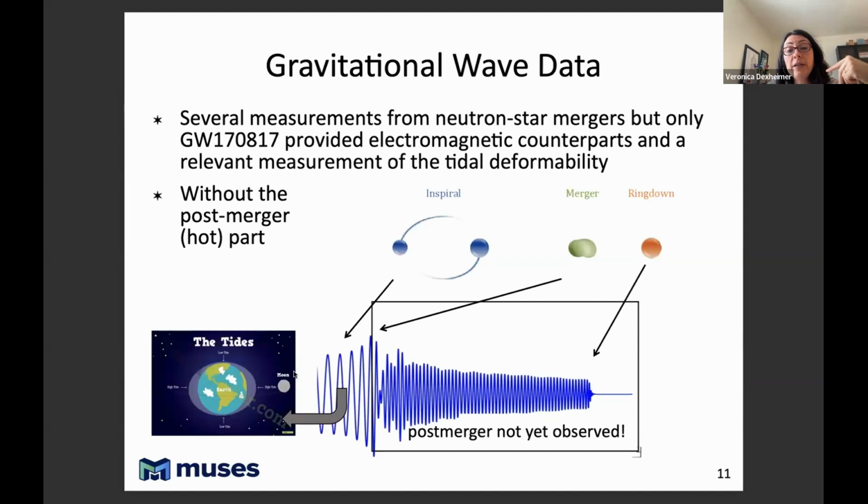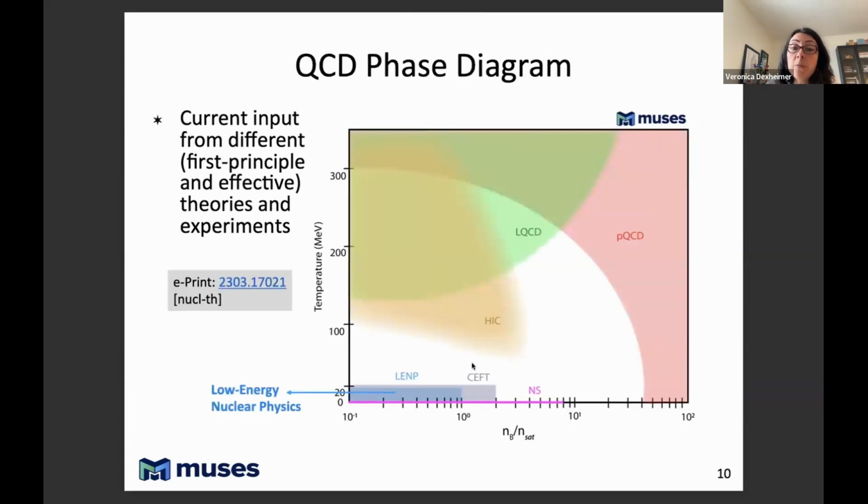What LIGO measured here, which is shown on the left, was very interesting, because from this tidal deformability, how much the stars deform, we could get information about how big the star is, because the bigger stars deform more. But we didn't get any information about the large temperature part, which is what we would like to be able to put in the phase diagram. So hopefully, very soon, LIGO and Virgo will observe more gravitational waves from neutron star mergers, and we'll be able to fill this up, but not yet.